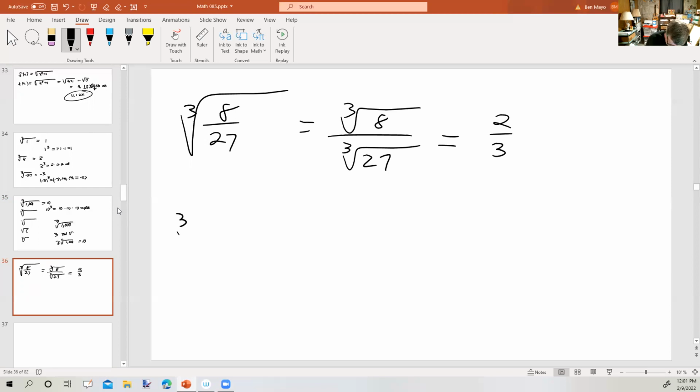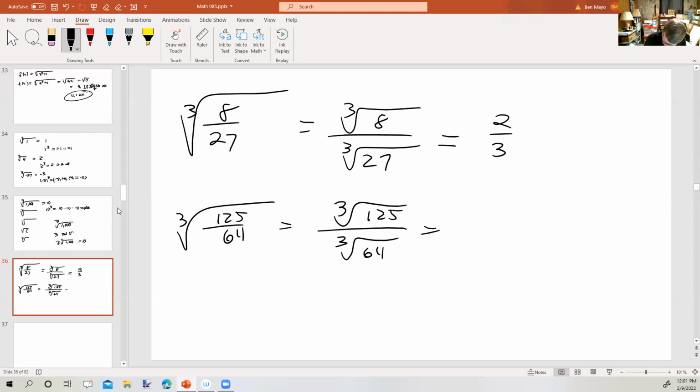How about this one? The cube root of 125 over 64. So that would be the cube root of 125 over the cube root of 64, which is 5/4. Okay. Any questions there?